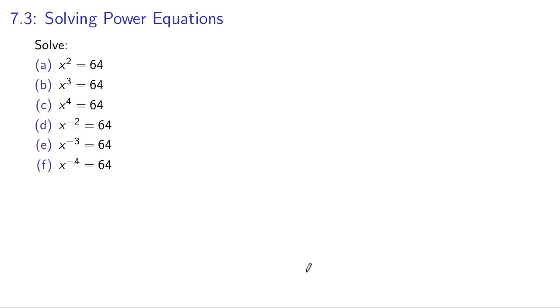Let's solve some power equations to practice this plus or minus idea. A, we have x squared is 64. Taking the square root of both sides, we get x is plus or minus the square root of 64. The square root of 64 is 8, because 8 times 8 is 64. So this will be plus or minus 8.